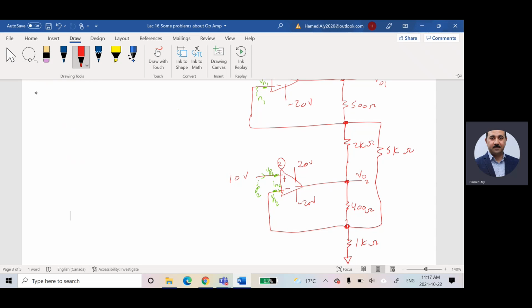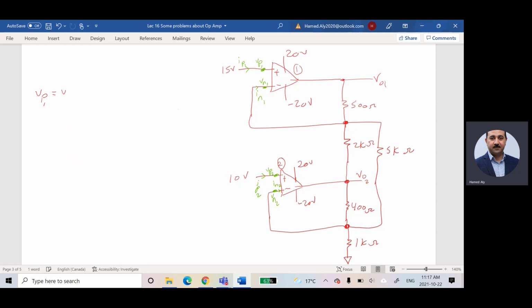I will write VP1 is equal to VN1 and VP1 is equal to 15. So VN1 is equal to 15 volts. And VP2 is equal to VN2 and VP2 is equal to 10 volts. Then I can say VN2 is equal to 10 volts. And don't forget that IP1 is equal to IN1 is equal to 0 and IP2 is equal to IN2 is equal to 0.